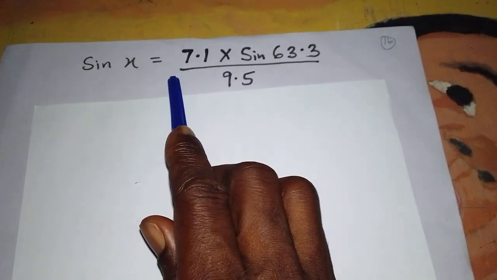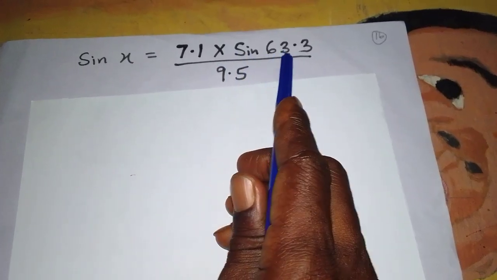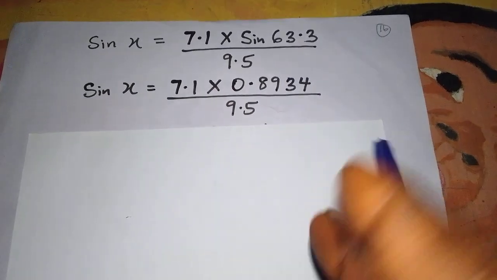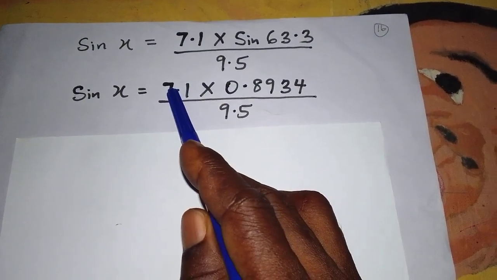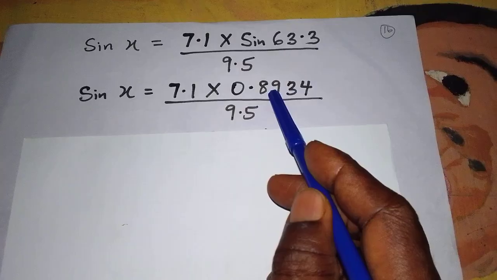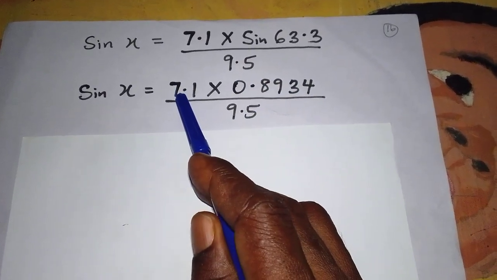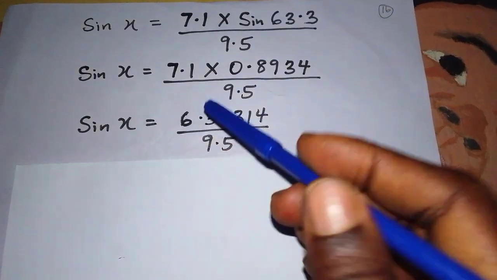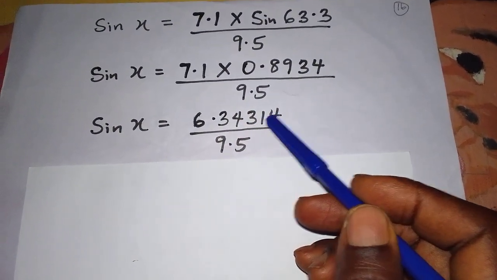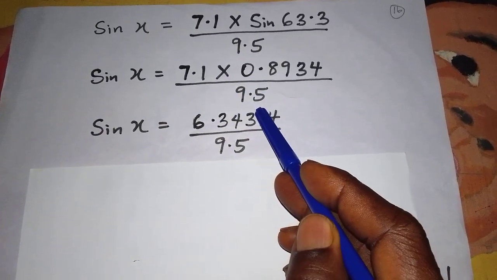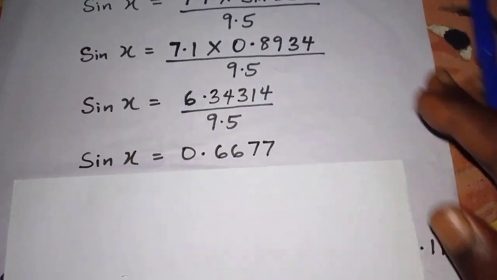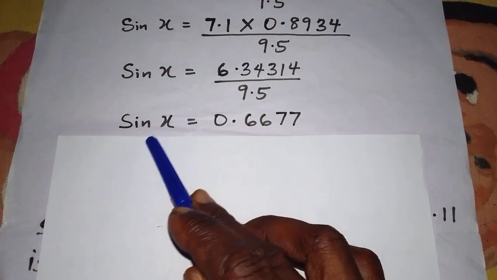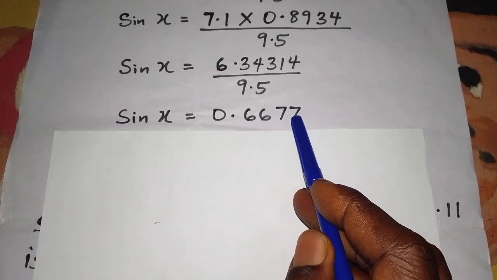So sine x is equal to 7.1 times sine 63.3 divided by 9.5. We need to know the value for sine 63.3. When you look for this value, you get 0.8934. So you can now multiply 7.1 times 0.8934, which will give you 6.34314. Then divide by 9.5. When you divide it by 9.5, you get 0.6677. So sine x is equal to 0.6677.